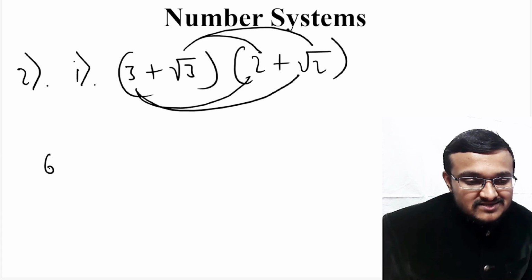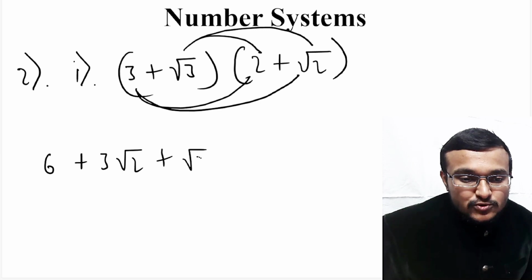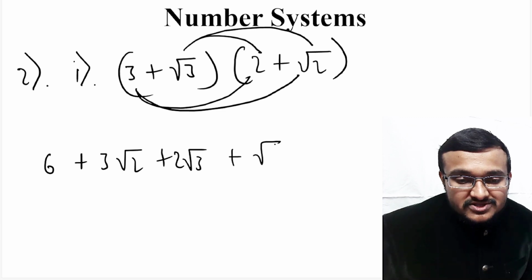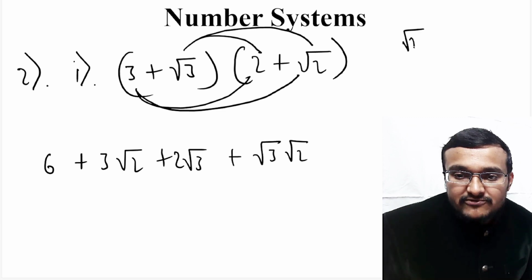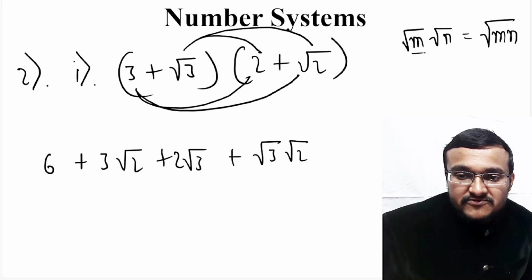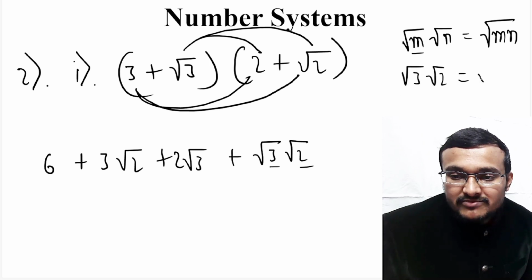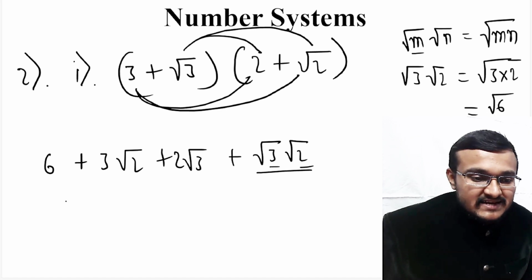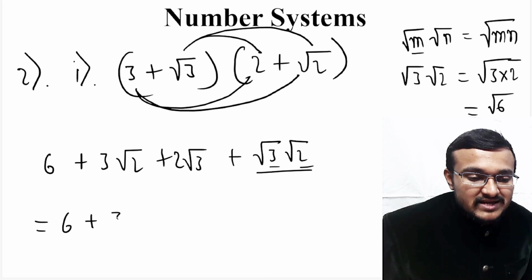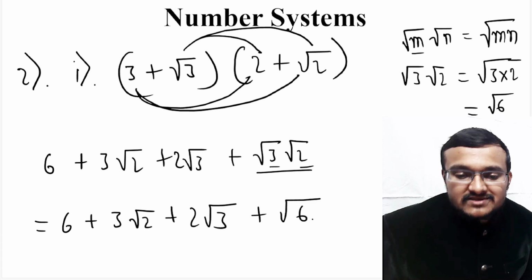So 3 into 2 is 6, plus 3 into root 2 is 3 root 2, plus root 3 into 2 is 2 root 3. Root 3 into root 2 is root 3 into root 2. When you have root m into root n, this is always equal to root mn. So here in the place of m we have 3 and in the place of n we have 2. So root 3 root 2 will be equal to root of 3 into 2, that is root 6. So in this place I can write root 6. So the final expression you can write as 6 plus 3 root 2 plus 2 root 3 plus root 6.